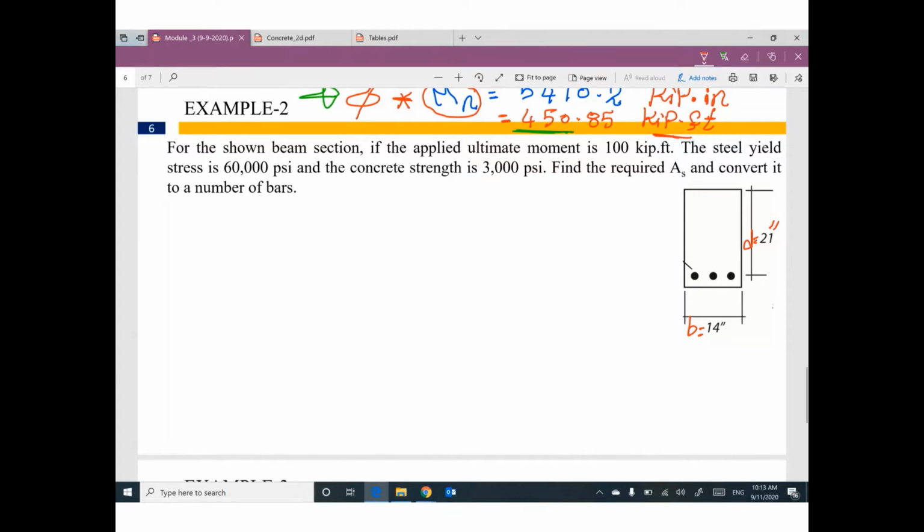The applied ultimate moment, M ultimate, is given as 100 kip foot. So first step, I believe we need to convert this value to pound inch. So 100 will be multiplied by 1,000 for kip, another 12 for foot. Your final answer will be pound inch. So your final answer will be 100 times 12,000, which is 1,200,000 pound inch.